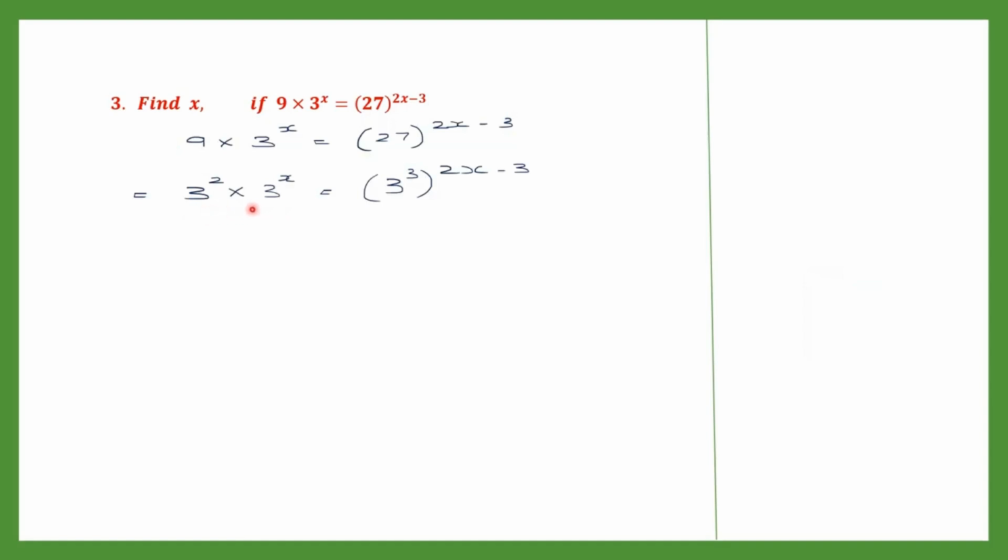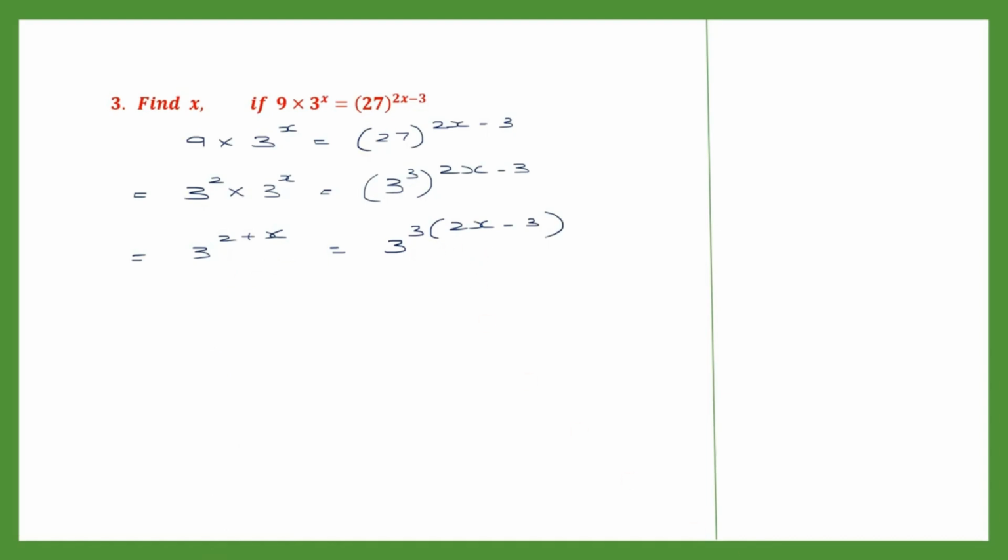Now, since the base is the same, here we can apply the product law, which says when you have to multiply two numbers where the base is the same, you can add up the powers. So in multiplication, we add up the powers, isn't it? So this becomes 3 to the power of 2 plus x. Now on the other side, we have 3 raised to the power of 3 and the whole thing raised to the power of 2x minus 3. That means we can use the power law here. According to the power law, it is 3 raised to the power of 3 into the other power, which is 2x minus 3.